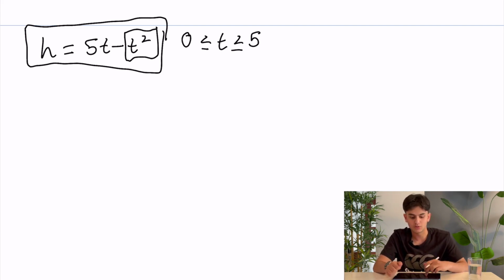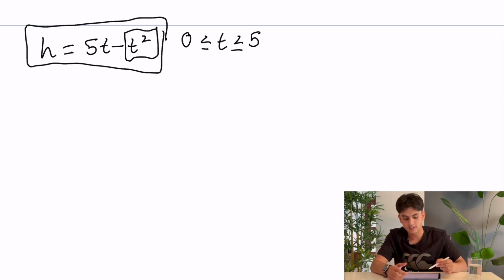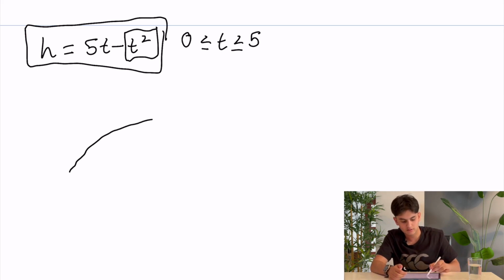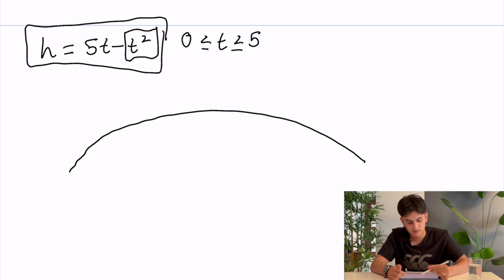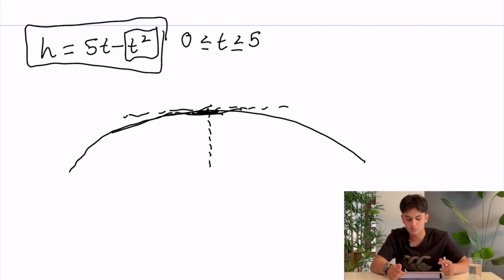Now, the first thing we have to do is figure out, okay, at the maximum height, what is going to be that instantaneous rate of change? Let's think about it. If we have our parabola here, as we get closer and closer to that maximum height there, it approaches 0. So at that maximum height there, our instantaneous rate of change is actually going to be 0 meters per second.